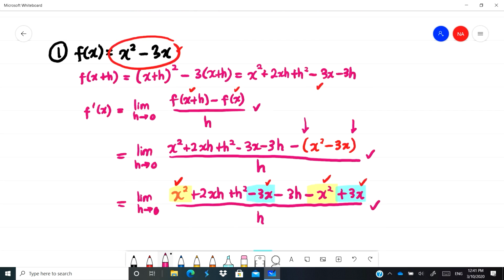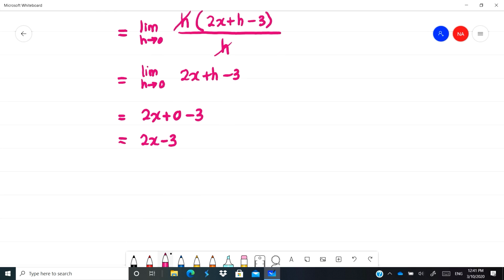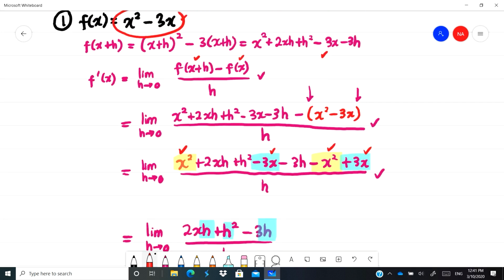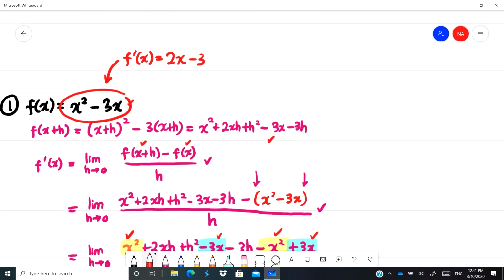If you want to check your final answer, you can use the previous technique we've learned to differentiate this one. Differentiating this one, you bring down, you copy minus 1, you get 2x, and then minus 3. So that is the same as your final answer. Bear in mind that you can check your final answer using the techniques that we've learned.